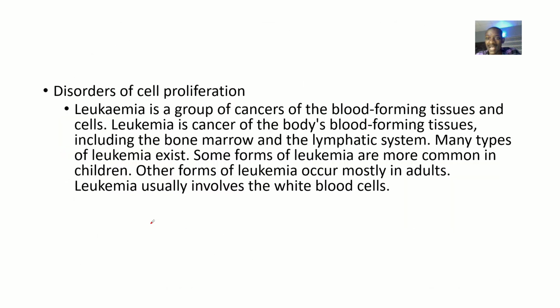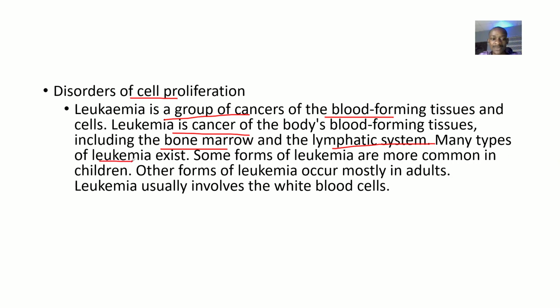So the first one we have is leukemia. Under the disorders of blood cell production, we say that leukemias are a group of cancers of the blood forming tissues and cells. Leukemia is a cancer of the body's blood forming tissues, including the bone marrow and the lymphatic system. Pay attention to these last lines on leukemia.